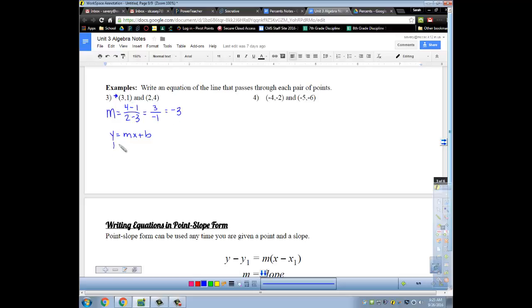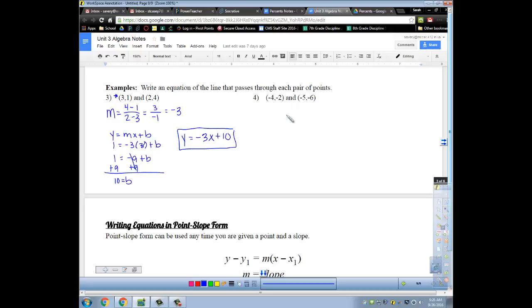So my y was 1. My slope I just found was negative 3. My x is 3. I don't know b. So I get 1 equals negative 9 plus b. Add 9 to both sides to get b equals 10. So then rewrite the equation, slope negative 3, y-intercept 10.